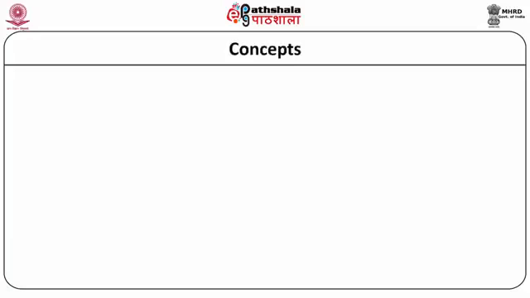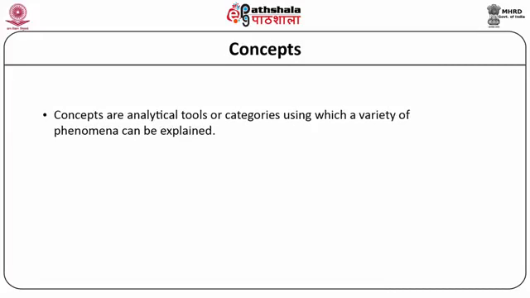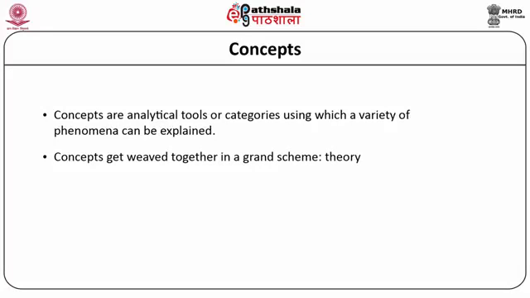Now, what are concepts? Concepts are actually analytical categories or analytical tools by using which we can explain a variety of social phenomena. What is the concept of marriage in different societies? What is the concept of family in different societies? What is the concept of ancestors in different cultures? Or what is the concept of, let us say, a good living, a good human being? So, these are cultural concepts, and when put together, they get woven into a particular grand design, and that grand design takes the shape of a theory.